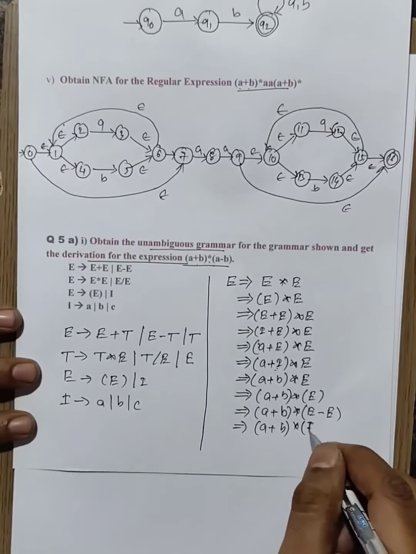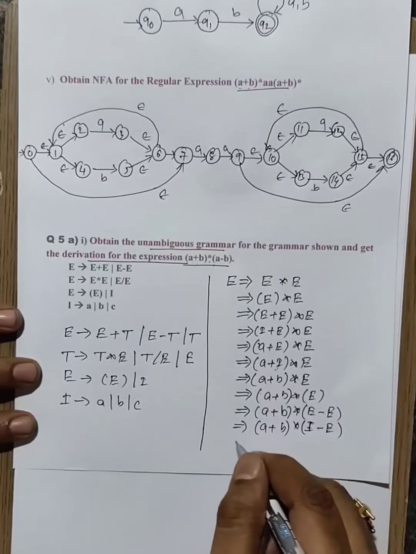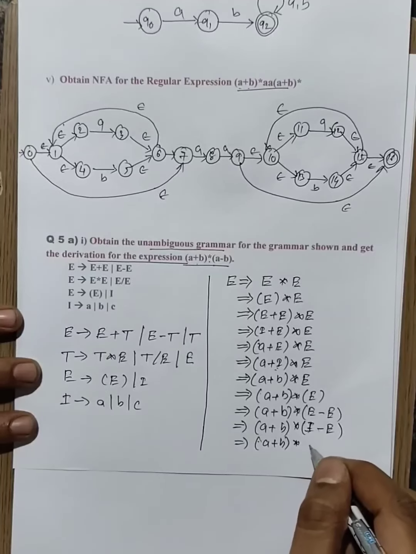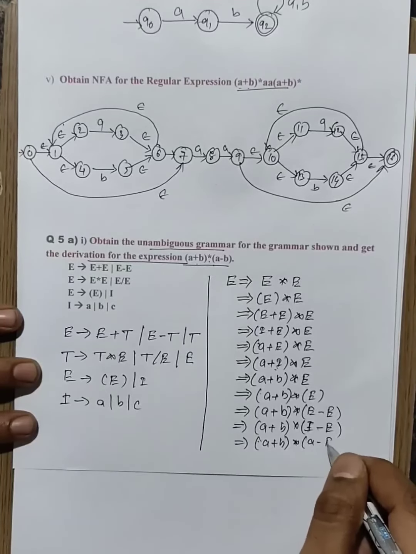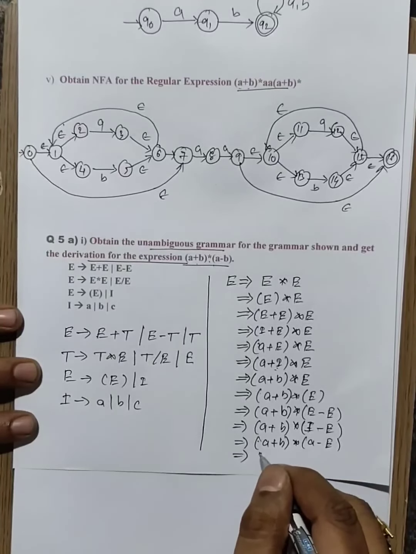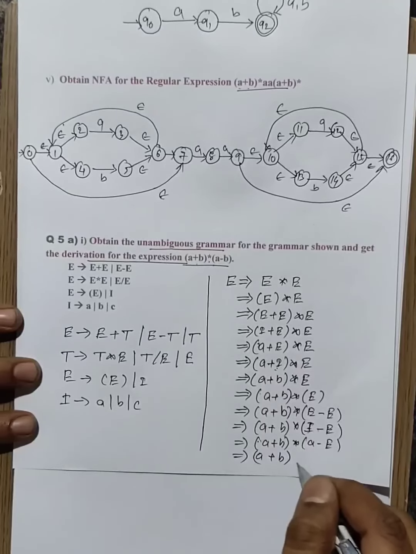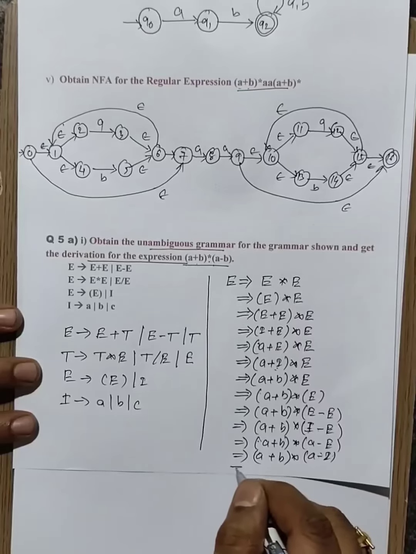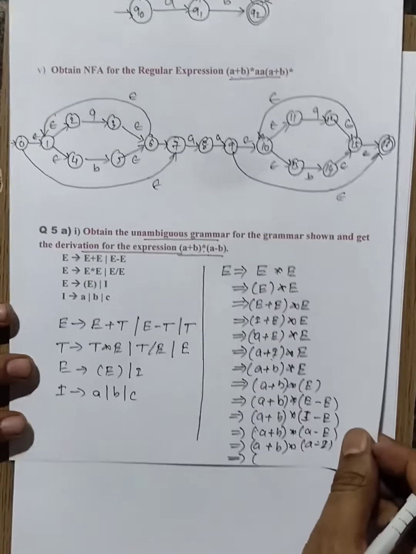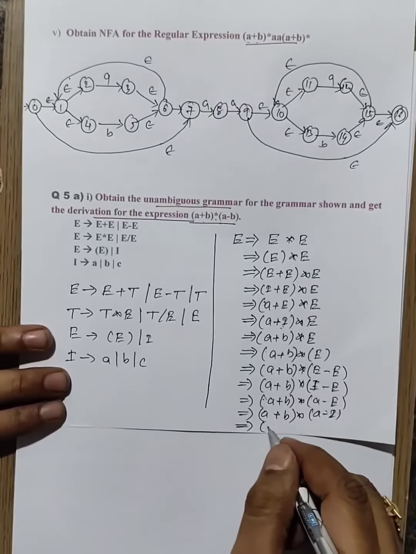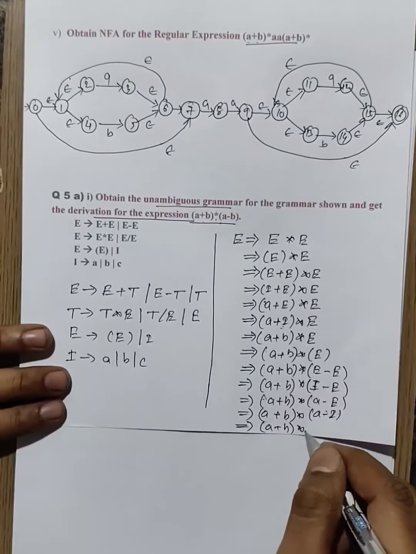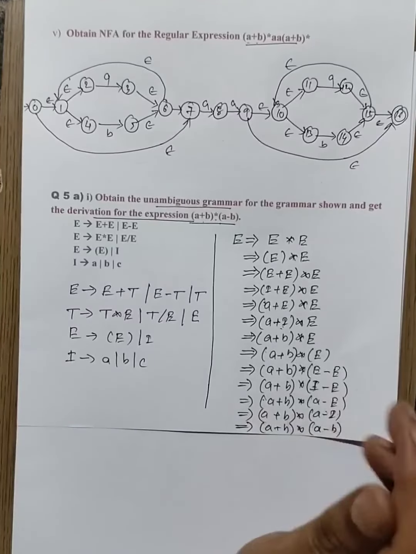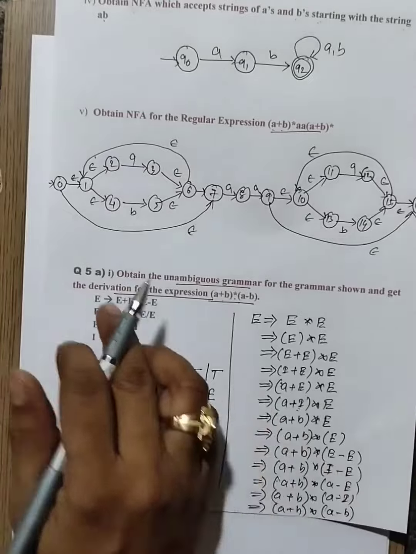This E produce I minus E, A plus B, and I produce A minus E, A plus B star, A minus E replace with I, and at the last A plus B star, A minus B. This is the derivation. Question number 5A.